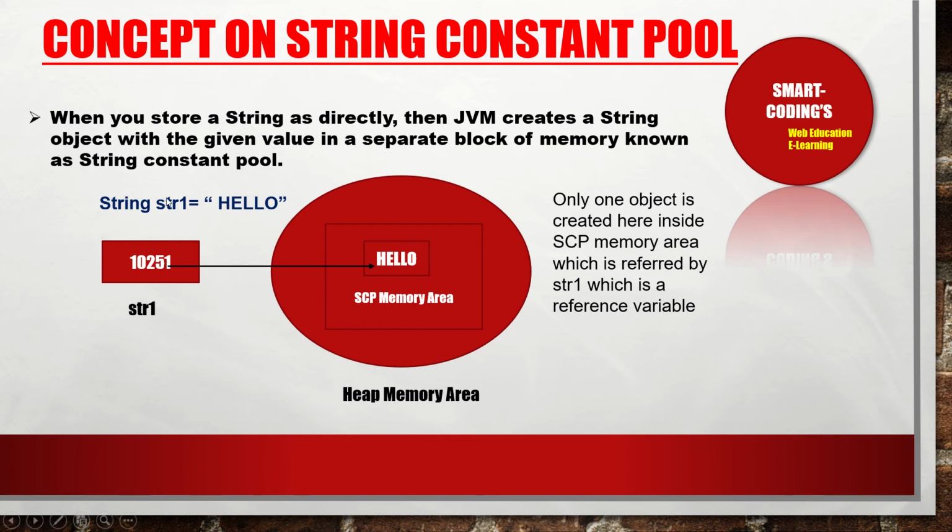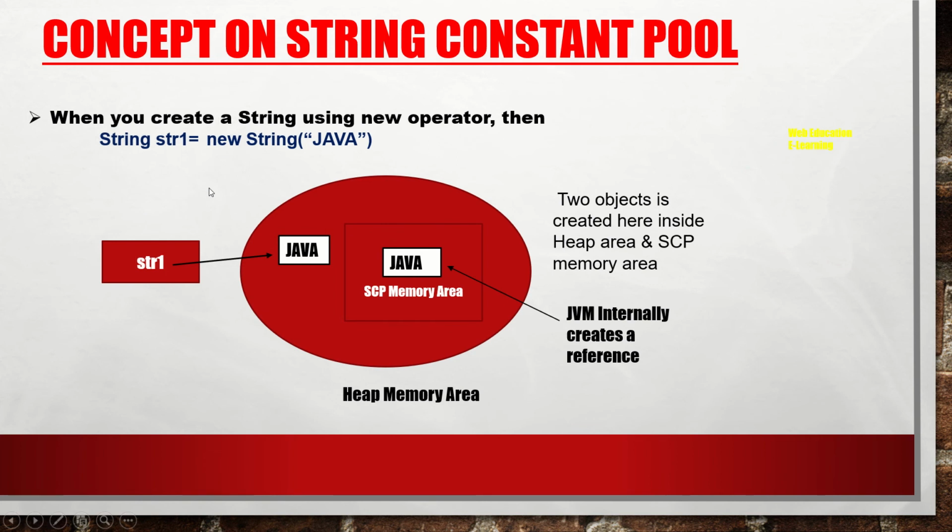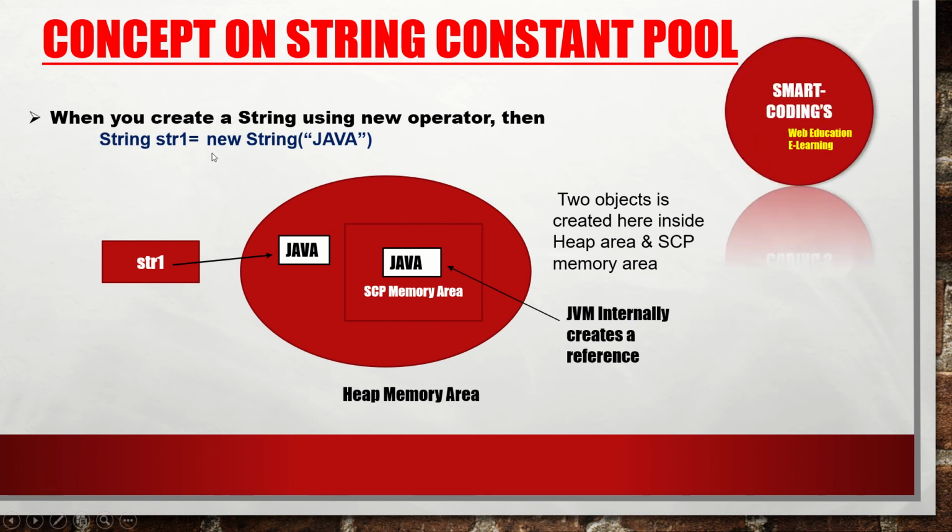Whenever we create directly with a string class, versus whenever we create string objects using a string class but with a new operator, it will be created in two places. Because the new operator is used here, it will be in the heap memory area, and string objects are also created separately in the SCP memory area. So this is the concept behind this string constant pool.